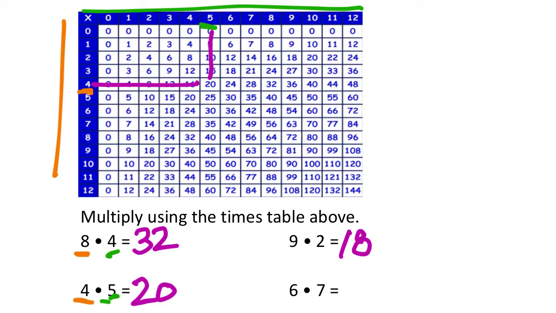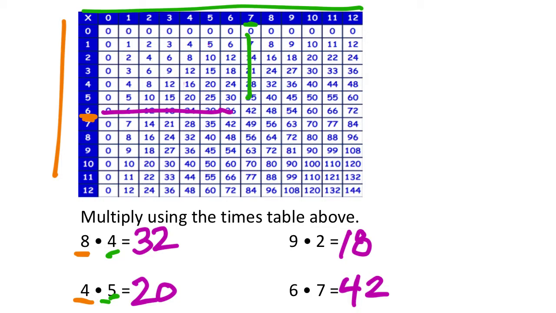And same with the 6 and 7. So I start with the 6 in the column, 7 in the row, and I just see where these two lines come together, which appears to be 42. So the product of 6 and 7 is 42, or 6 times 7 is 42, or 6 groups of 7 is 42. However you like it, right?